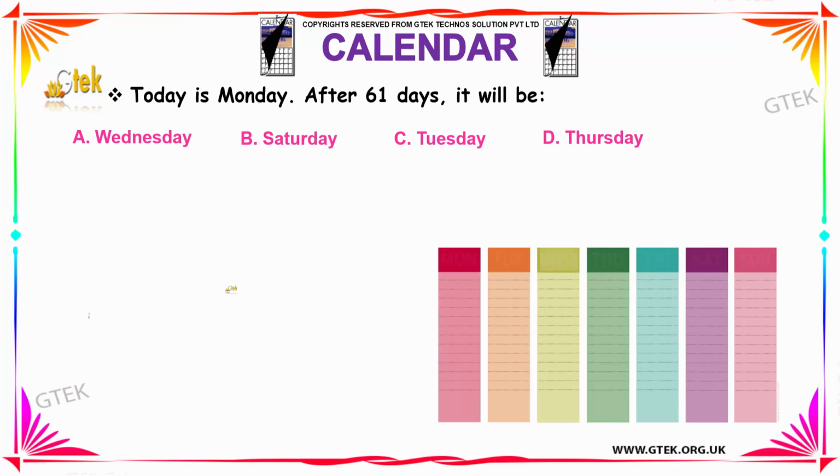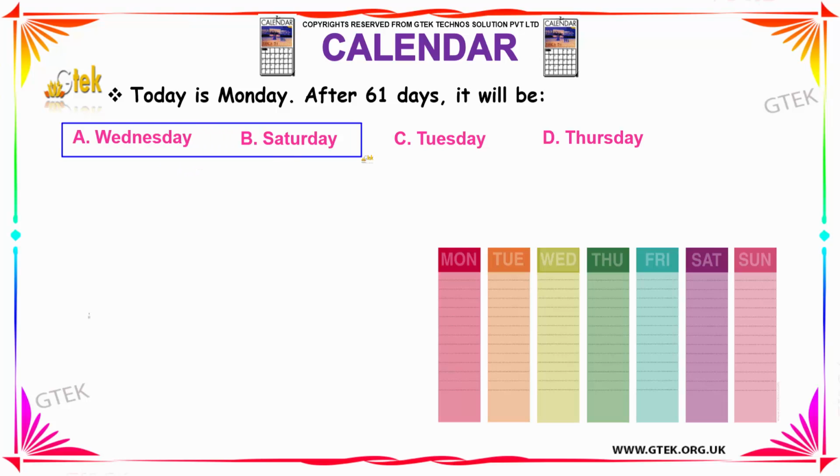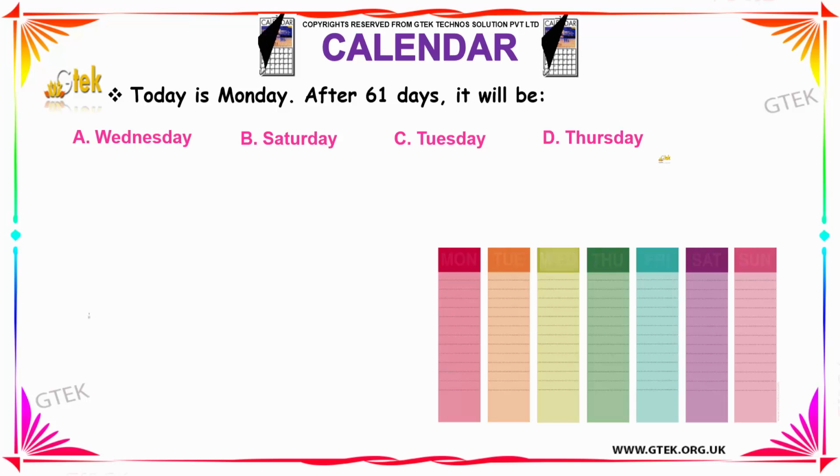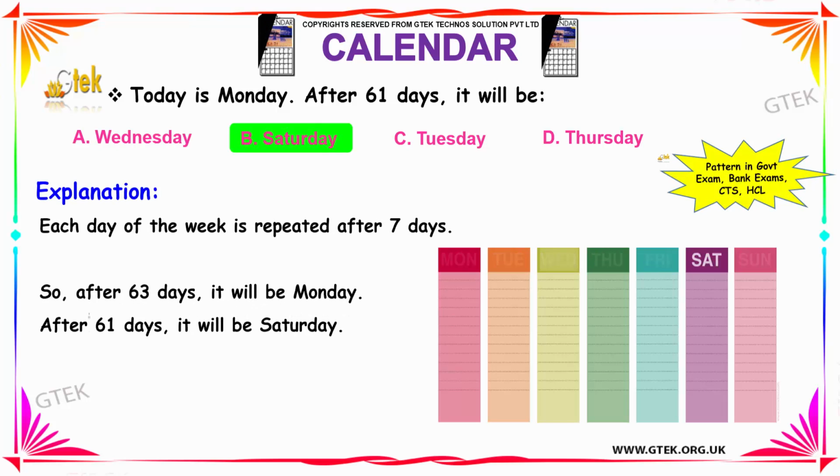Let us see our first interesting example. It is given that today is Monday. Then after 61 days, it will be what day? Our options are Wednesday, Saturday, Tuesday and Thursday. What will be the answer? Let us see. It is Saturday.